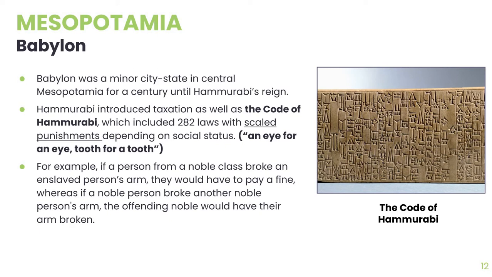Pero hindi siya ganoon, it was not practiced as it is. Again, highlighted on the words scaled punishments. Depende pa rin sa social status mo yung magiging punishment. For example, if a person from a noble class broke an enslaved person's arm, magbabayad lang siya ng fine. Magmumulta lang. Pero kapag ang noble person broke another noble person's arm, then the offending noble would have their arm broken. So, dun na pumapasok yun, an eye for an eye, tooth for a tooth.